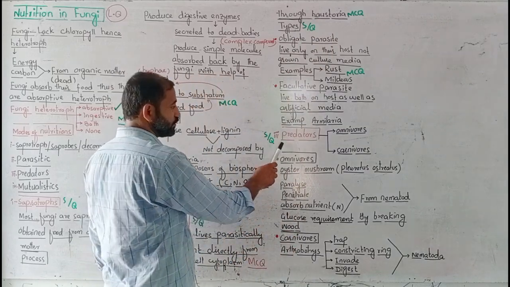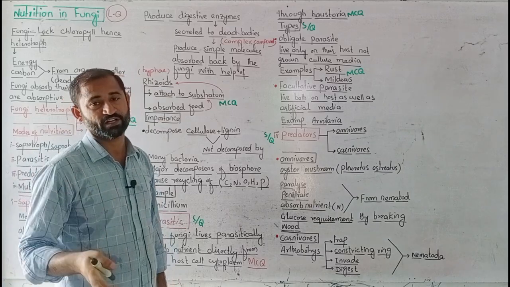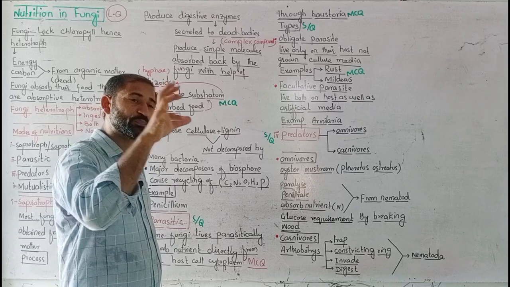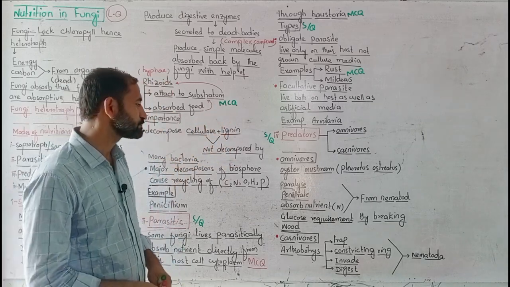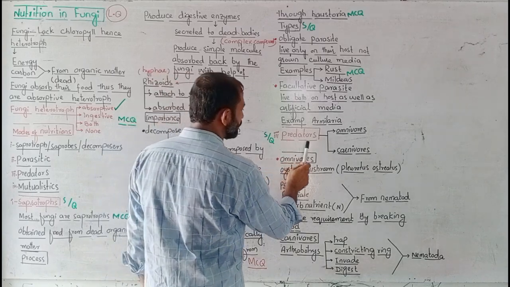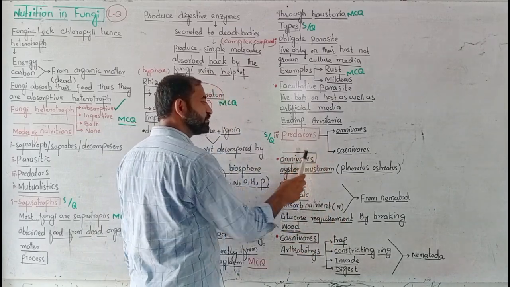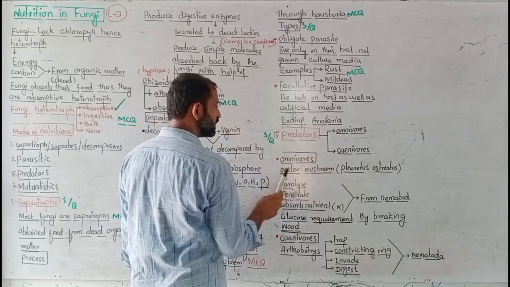Next and third one is predator, that is how fungi get their food as predators. Predator means they cause the death of the prey and then digest them to obtain their food. In case of predators, there are two different forms. They may be omnivores or they may be carnivores.